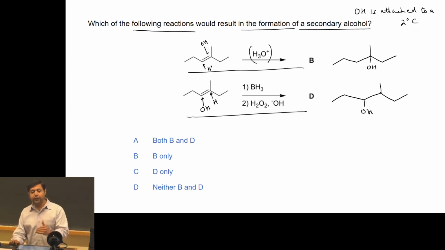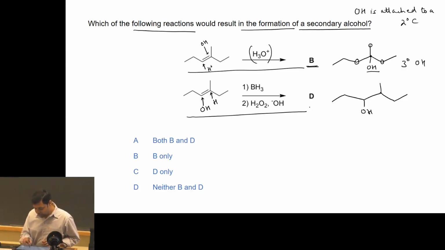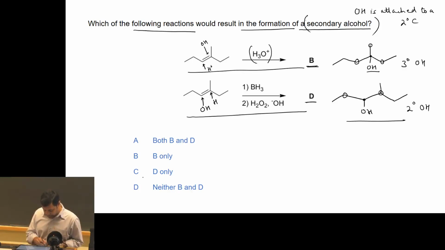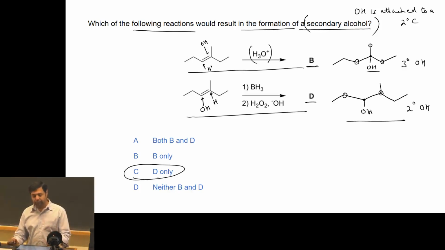Now if you take a look at both these products, in reaction B, this alcohol is a tertiary alcohol because the carbon bearing the OH is attached to 3 other carbons. In reaction D, the product you get is a secondary alcohol because the carbon bearing the OH is attached to 2 other carbons. Since the question is asking you to identify a secondary alcohol, the answer is reaction D. Right.